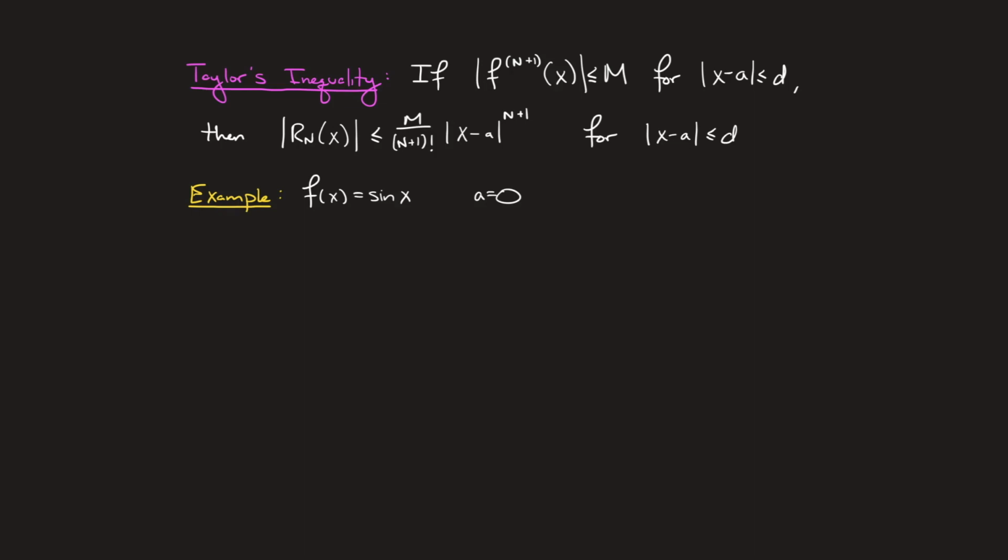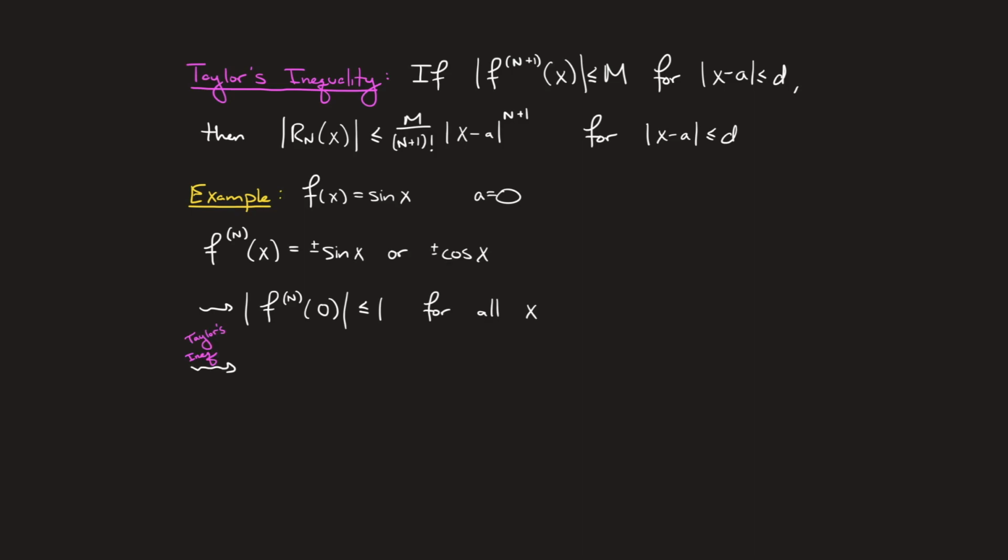First, notice that all derivatives of sine of x are either plus or minus sine of x or plus or minus cosine of x. In particular, the absolute value of all of the derivatives are bounded above by 1 for all x. So we use Taylor's inequality with M equals 1 to find that the error is bounded above by 1 over (n plus 1) factorial times the absolute value of x to the n plus 1 for all x.